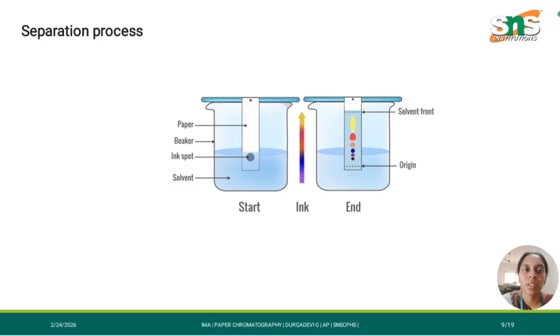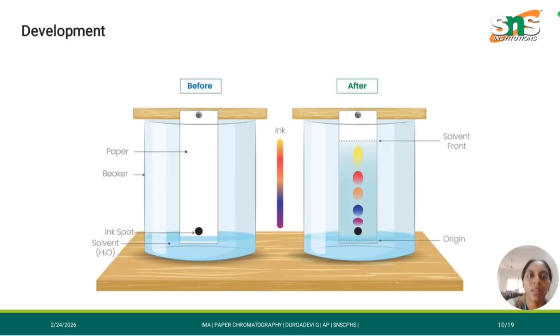And the separation process is given here. At the start, only a sample spot is kept at the bottom of the paper, and the paper is kept immersed inside the mobile phase, and as the mobile phase starts moving through the paper against gravity, the separation is achieved. That sample spot is separated into different individual sample spots. It shows that the mixture has been separated in this process, and the development is done with the help of different techniques. The technique shown here is a vertical technique.